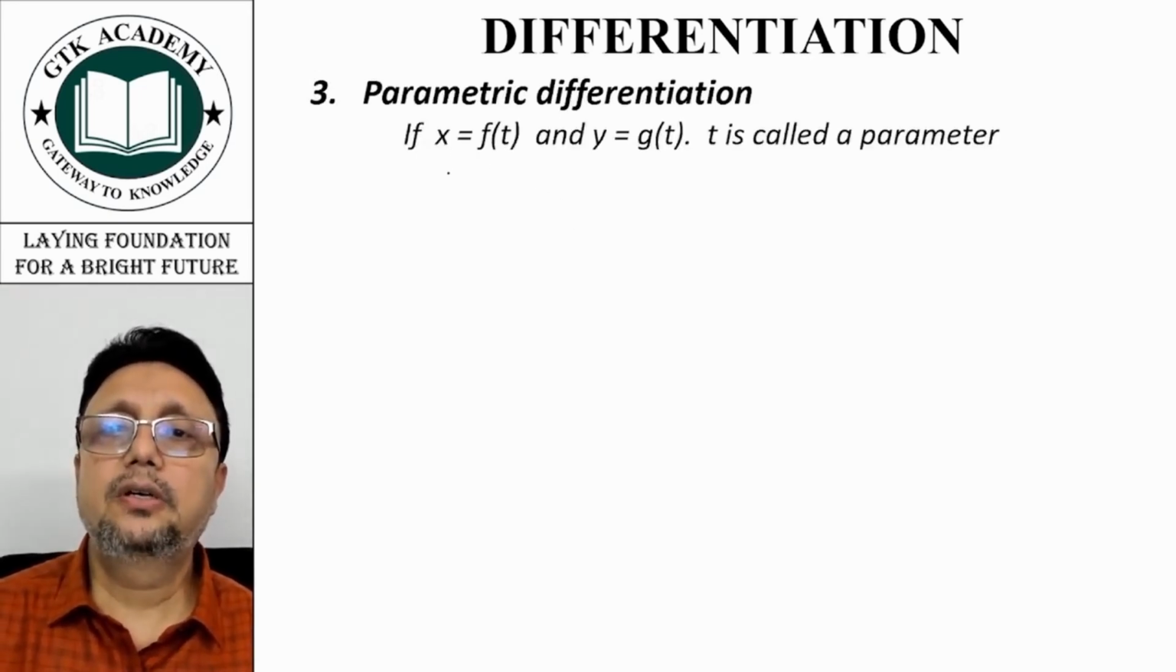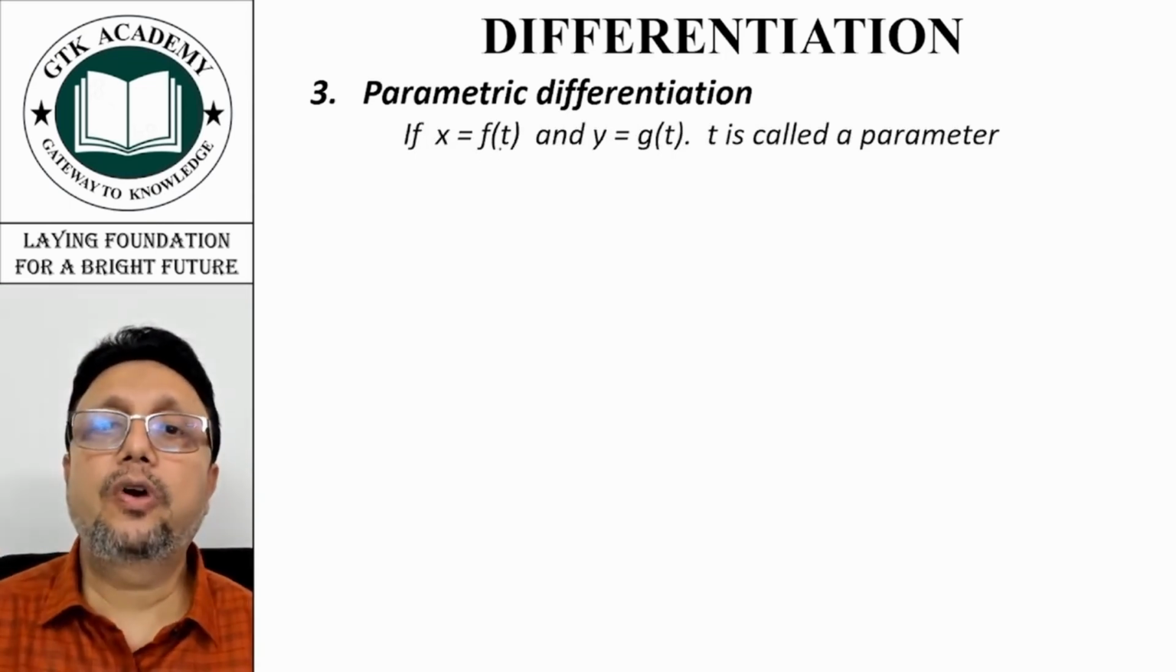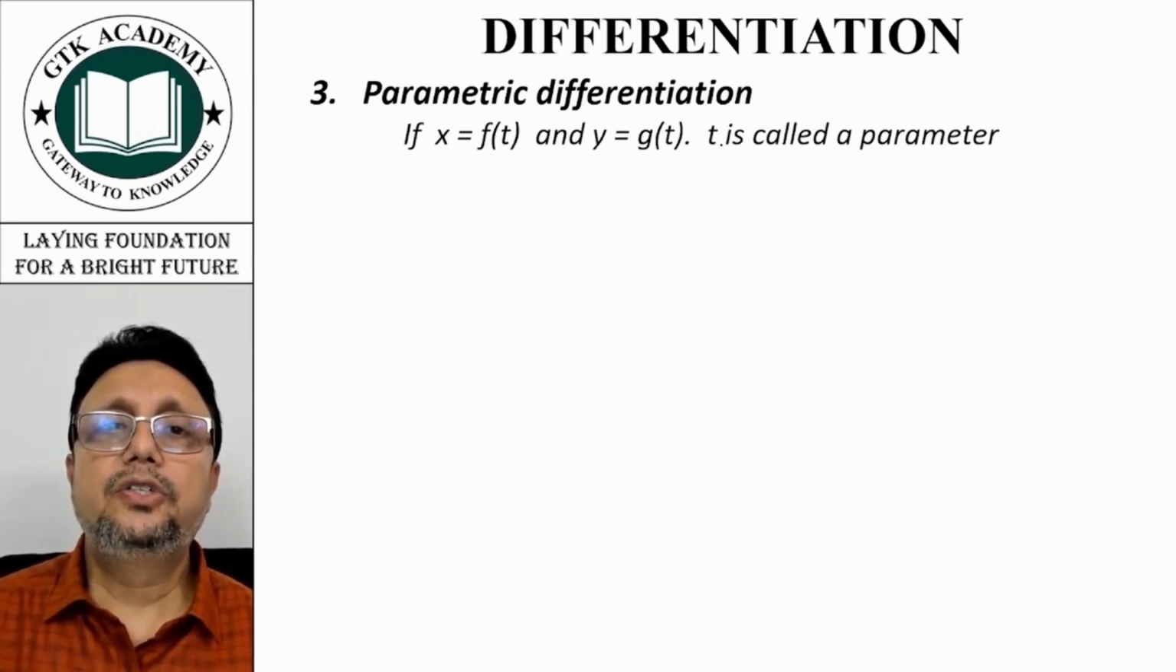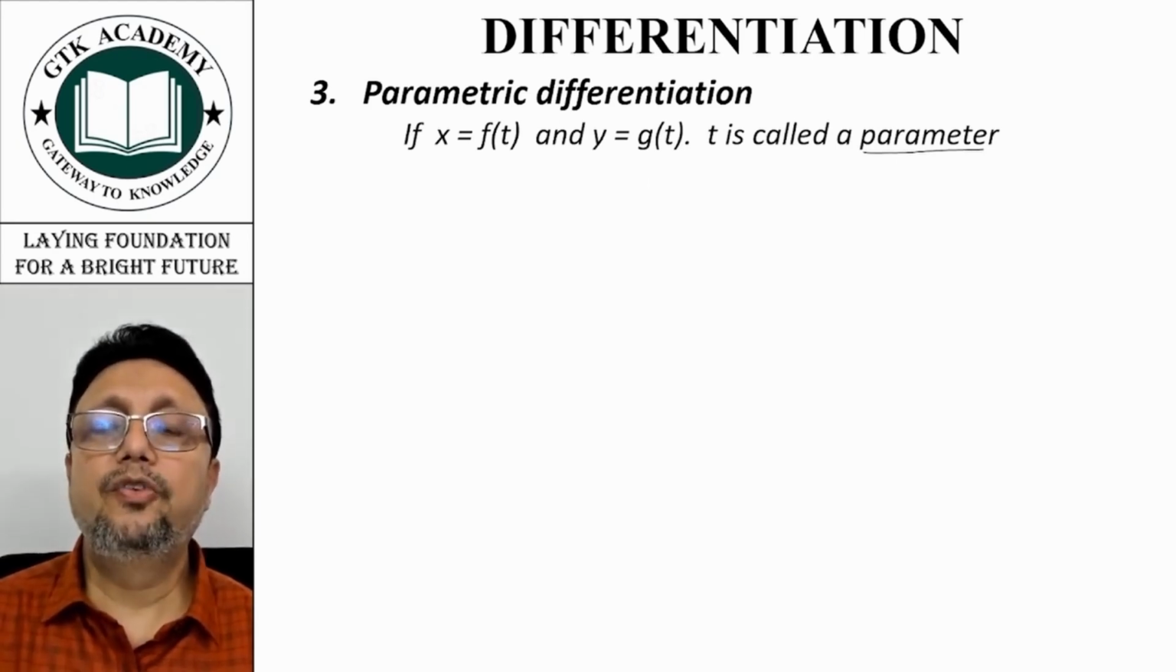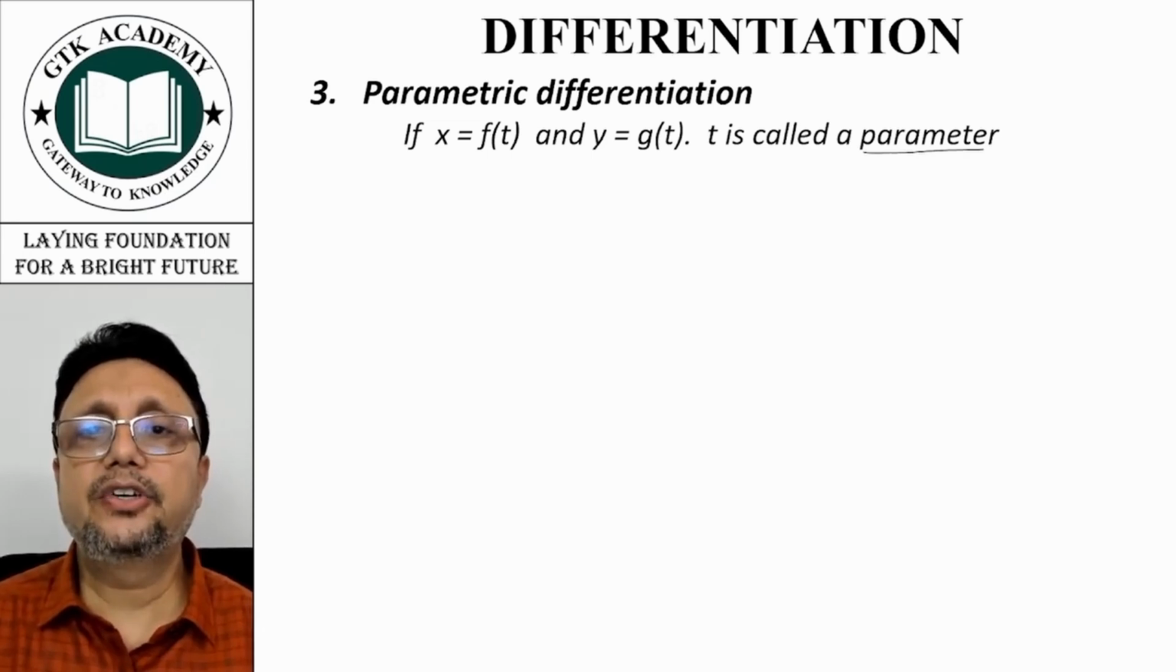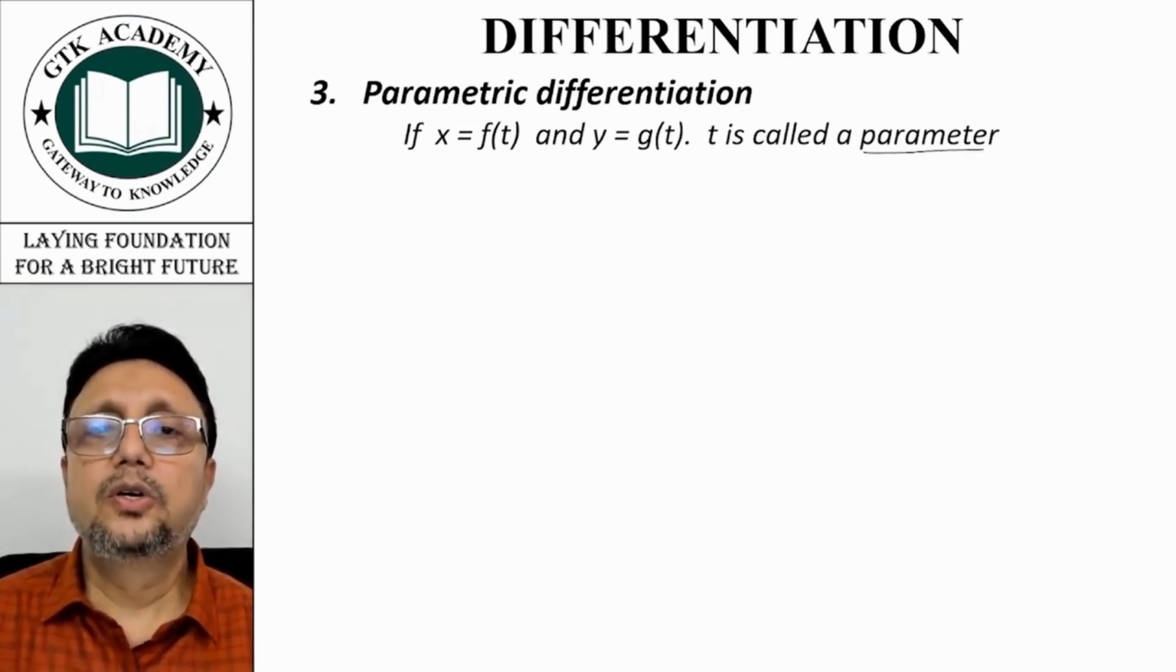If we write x is equal to a function of t and y is also a function of t, x is equal to f of t and y is equal to g of t. Here t is called a parameter. x is related to t and y is also related to t. We have written them separately. We have not shown a direct relation between x and y. So this is called parametric form.